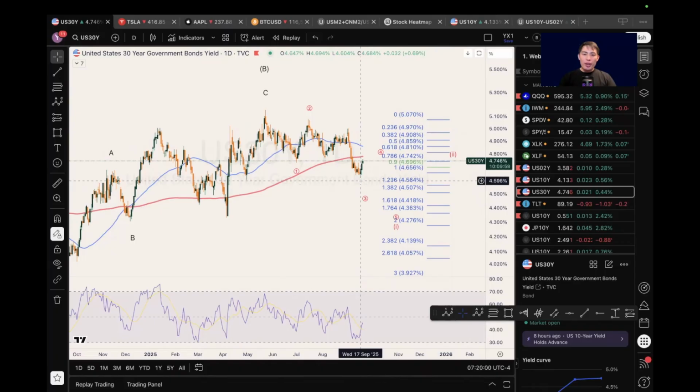I don't think we have finished wave 3. I think wave 3 could get to below 4.5% on the downside. This sharp move down is a little bit shallow for wave 3. And once we get to wave 3, we can see a more substantial bounce. But I do think the near term is now looking more like the downside.